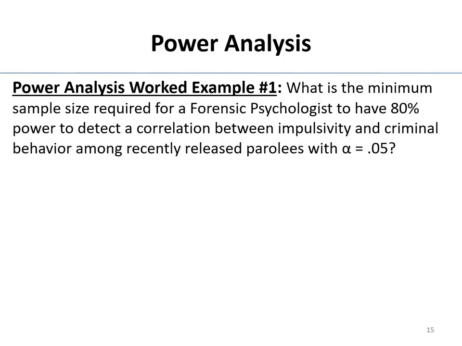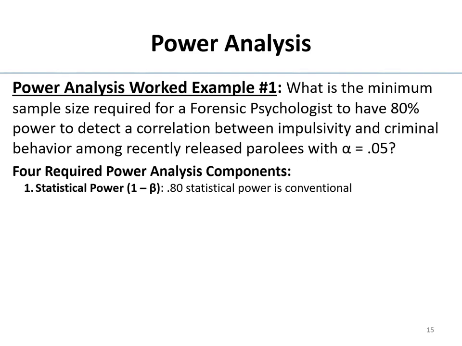Let's actually do some now. So worked example number 1: what is the minimum sample size required for a forensic psychologist to have 80% power to detect a correlation between impulsivity and criminal behavior among recently released parolees with an alpha level of 0.05? Again, there are 4 required components of power analysis.